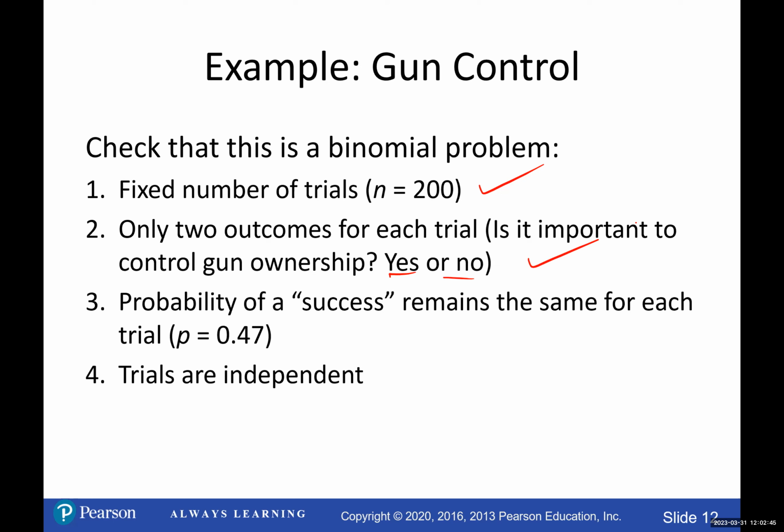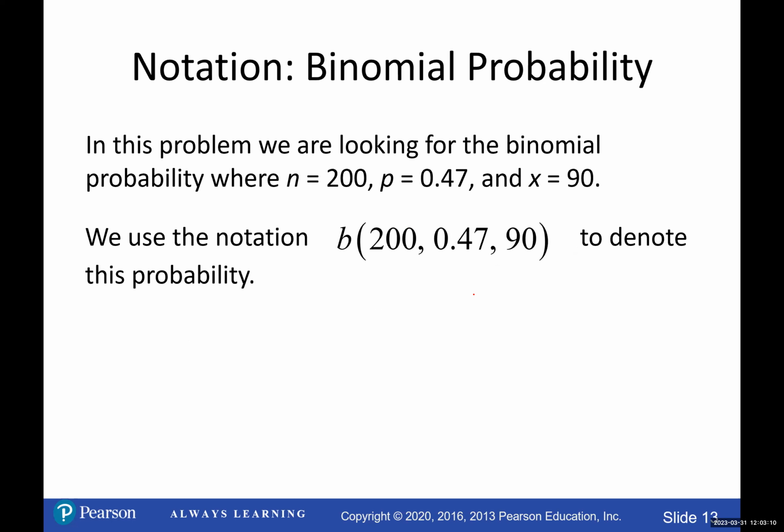Number 3, the probability of success, meaning the probability of people who say yes, it is important, is 0.47. And the trials are independent, yes, absolutely, because they are not coupled, they are just independent random variables. So number 4 is good. Next, in this problem we are looking for the binomial probability where n equals 200, the probability of success is 0.47, and x is exactly 90 people saying yes out of 200.